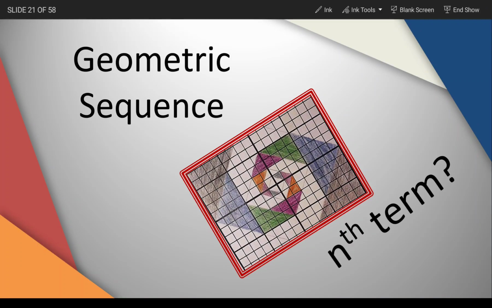It's a great day, everyone. Our concentration is on the geometric sequence, particularly the nth term.